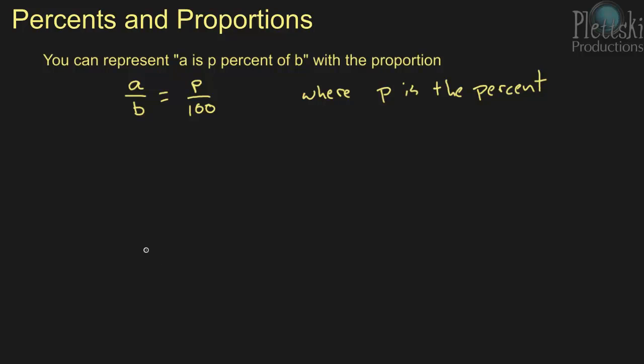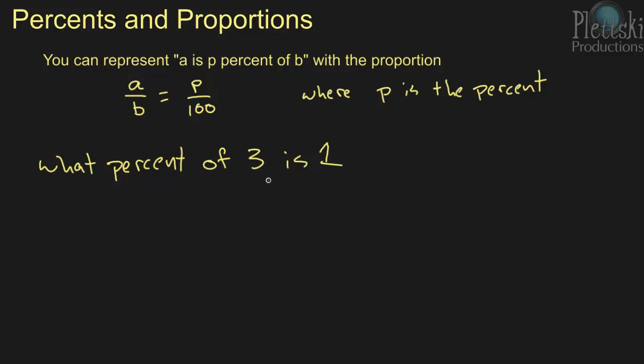Okay, so let's look at an example. We want to find what percent of 3 is 1. So what percent of 3 is 1? And look at this original sentence that's up here. You can represent A is P% of B with the proportion. And here we have a sentence, what percent of 3 is 1?